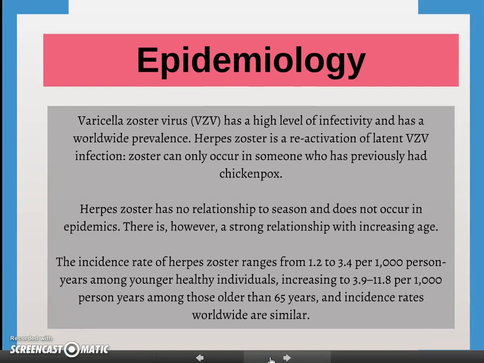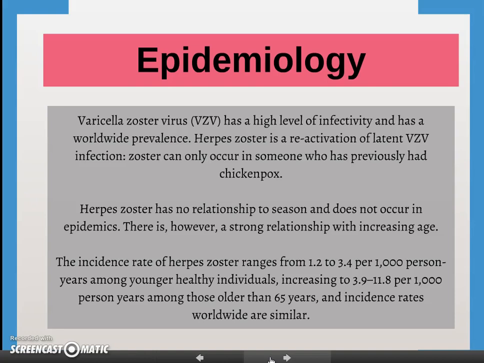Epidemiology. Varicella zoster virus has a high level of infectivity and has a worldwide prevalence. Herpes zoster is a reactivation of latent varicella zoster virus infection. Zoster can only occur in someone who has previously had chickenpox. Herpes zoster has no relationship to season and does not occur in epidemics. There is, however, a strong relationship with increasing age.